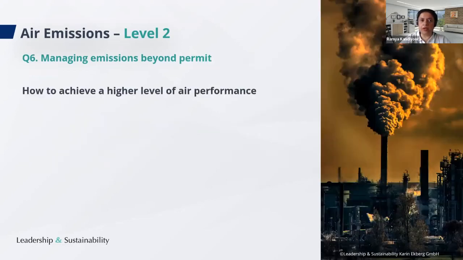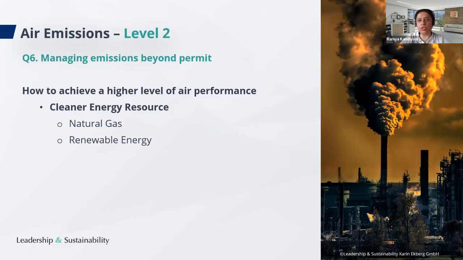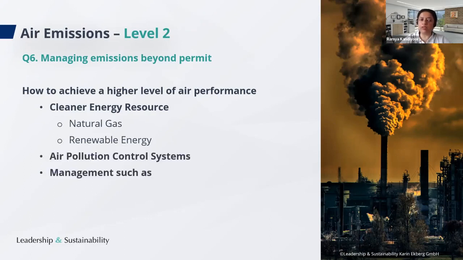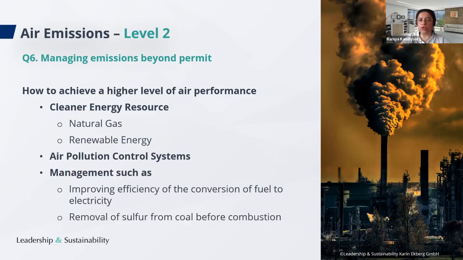And how do you achieve a higher level of air performance? You can achieve this via cleaner energy sources. You can use natural gas, you can use renewable energy, you can have air pollution control systems, improving the efficiency of the conversion of fuel to electricity, removing sulfur from your coal before combustion. All of these are examples of how you will be able to improve the emissions that are happening from the facility.